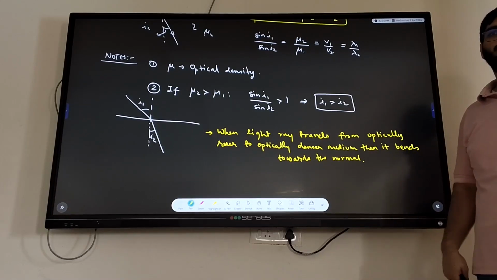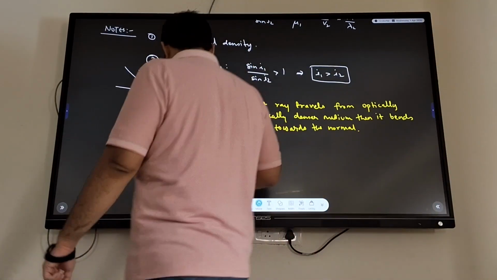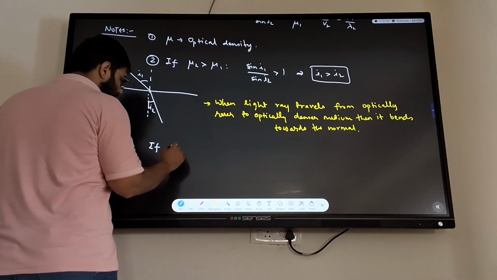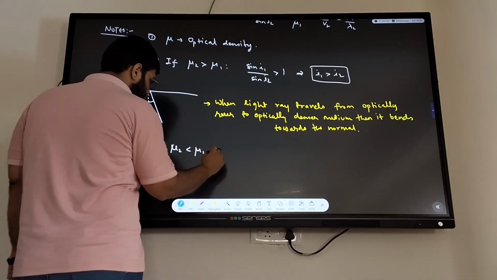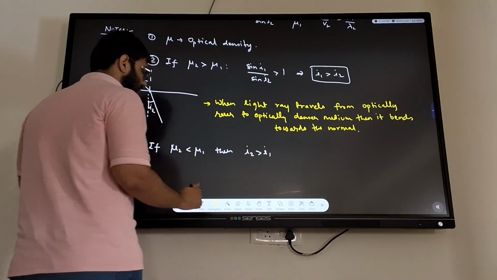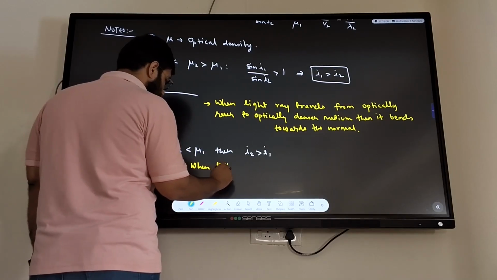What if my mu2 is less than mu1, then what happens? It bends away from the normal. Can you see by angles that this happens? If mu2 is less than mu1, then I2 is greater than I1. That means, write the same statement.